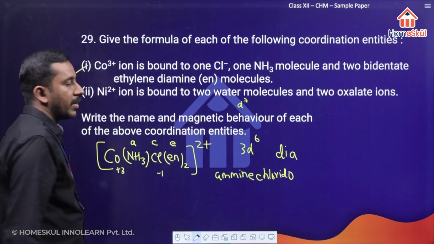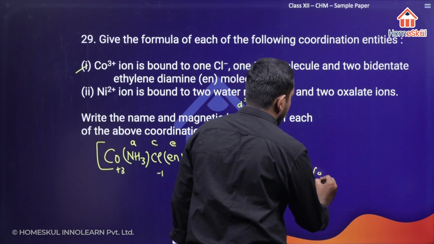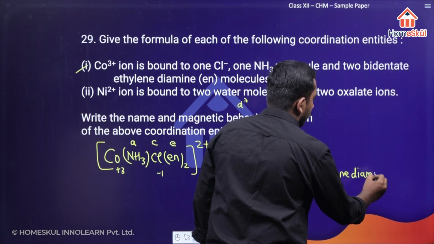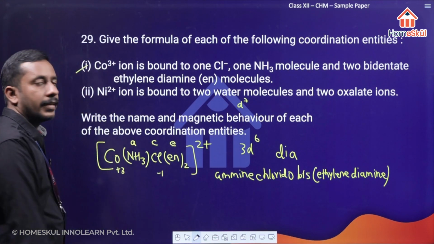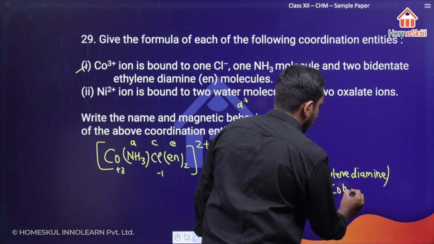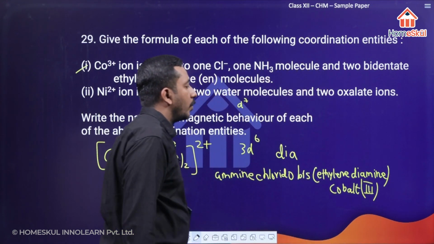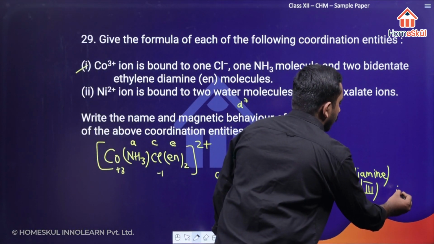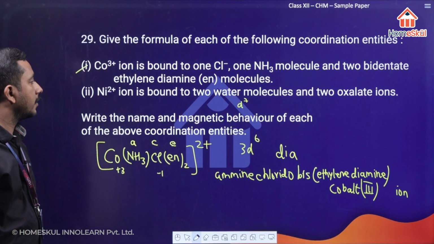We have two ethylene diamines. So that will be bis(ethylene diamine). So that is all about the ligands, and then the central metal atom, that is cobalt, and the oxidation state in brackets in Roman numerals, cobalt(III). So that is the name of our compound. You can mention it is an ion also. So that is the name of the first coordination species, right?